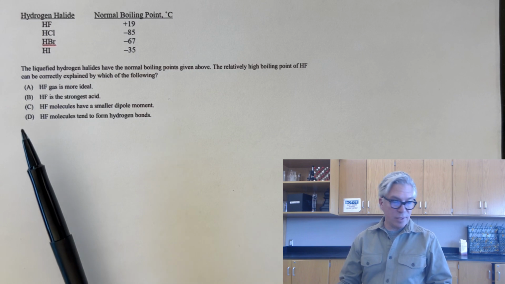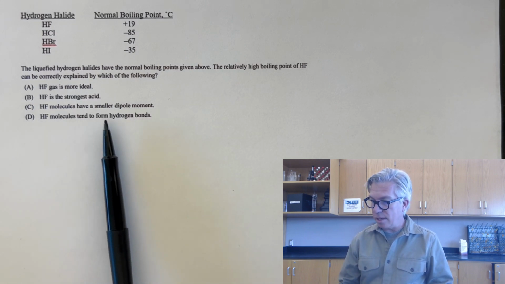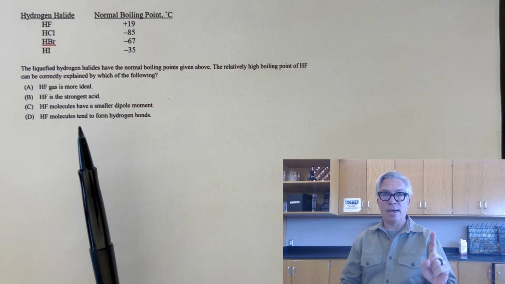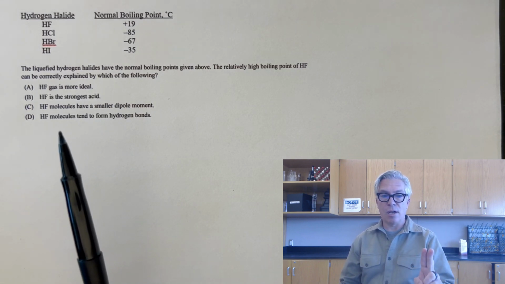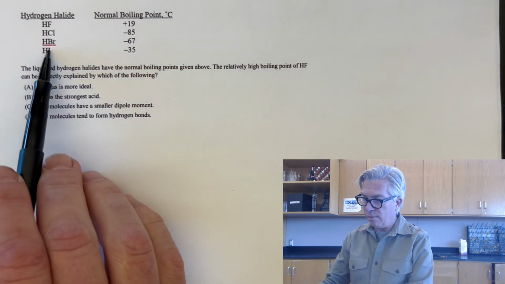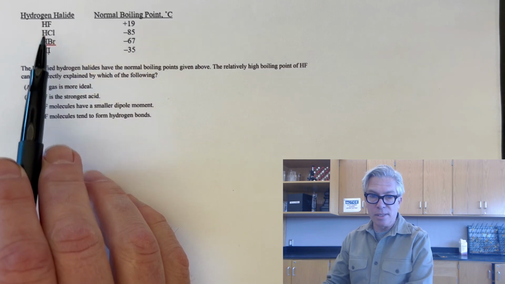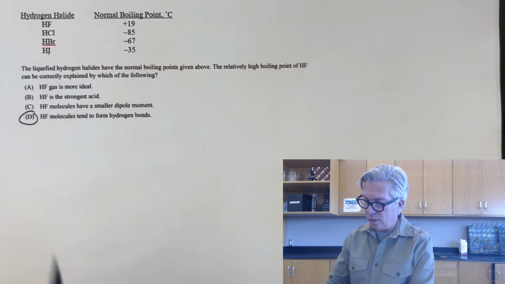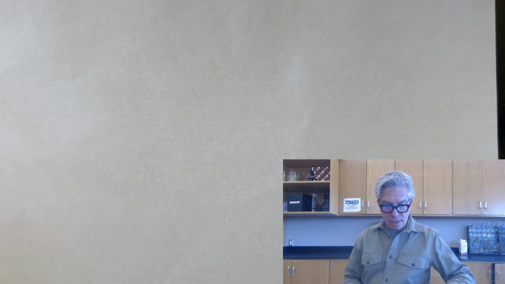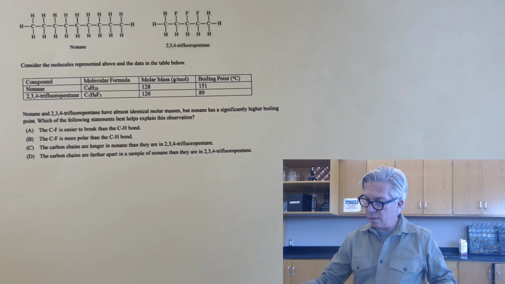And again, if you chose D, because HF molecules tend to form hydrogen bonds. Remember, hydrogen bonds happen when a hydrogen is attached directly to a fluorine, an oxygen, or a nitrogen. And HF is the only one of these. Yes, they all have hydrogen, but only this one has a fluorine, oxygen, or nitrogen. So good job on that. Let's move on to another question.